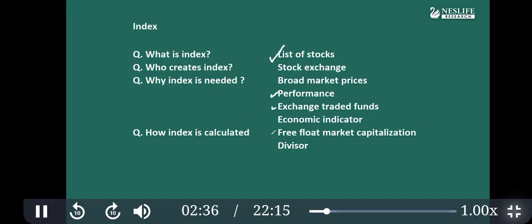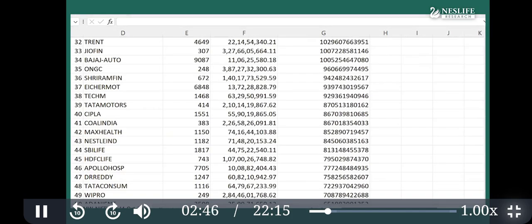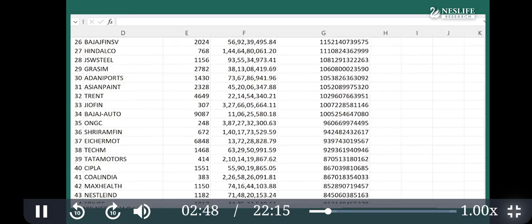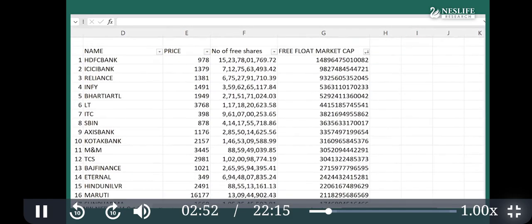How is an index calculated? Now this is a simplified definition of index. I am going to show how it is calculated. Let's go and check. Now this is the Nifty 50 index. So this is the list of 50 stocks, and these are based on market capitalization. That means the top 50 companies in India which are listed on the stock exchange are considered as the Nifty 50 index. Okay, how is it calculated?